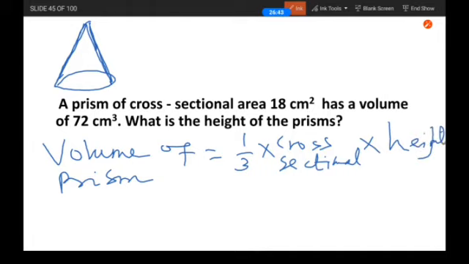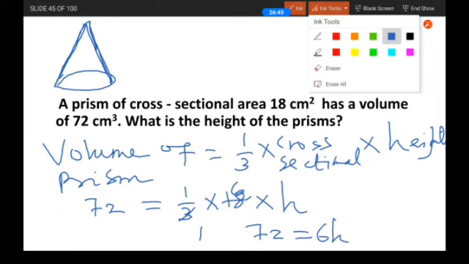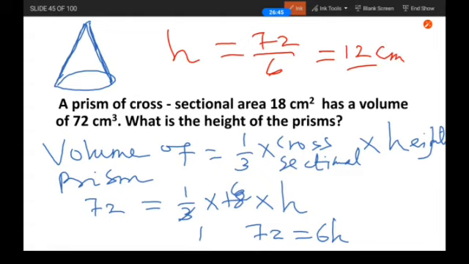So the volume has been given to be 72, and we have 1/3, and the cross-sectional area has been given to be 18, then times the height we are looking for. So 3 here 1, 3 here 6. We are left with 72 equals 6h, right? Therefore, if you divide both sides by 6, your h should be 72 divided by 6. When you do that very well, you're going to be getting 12 centimeter, and that is correct.